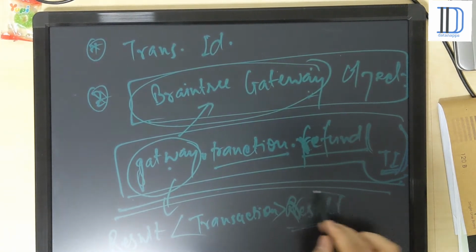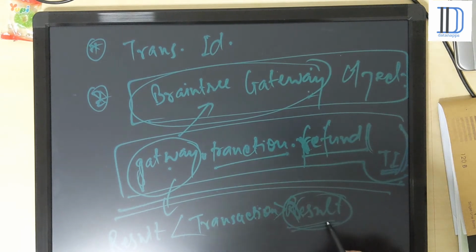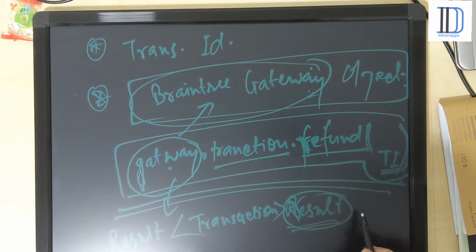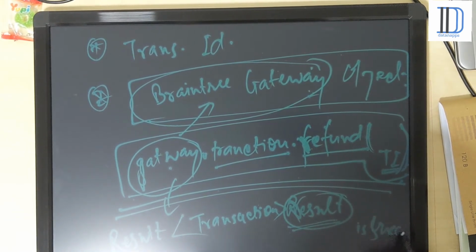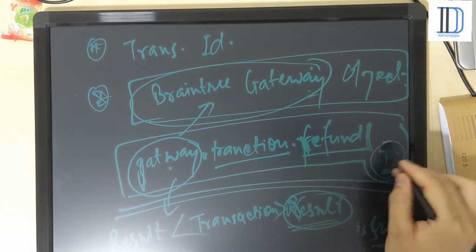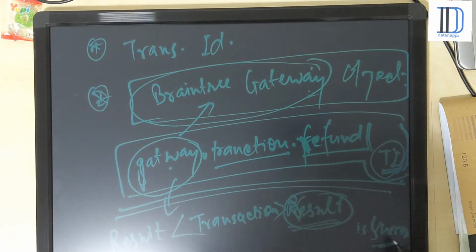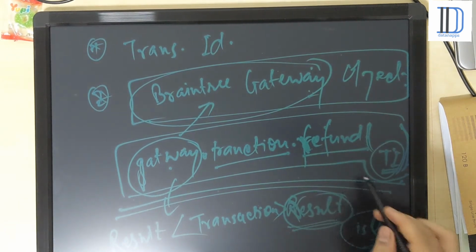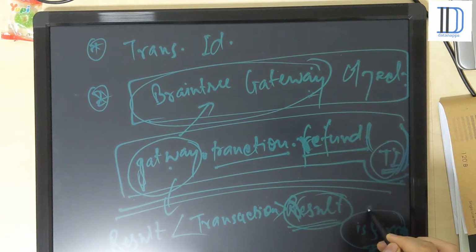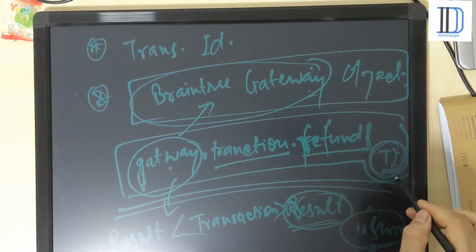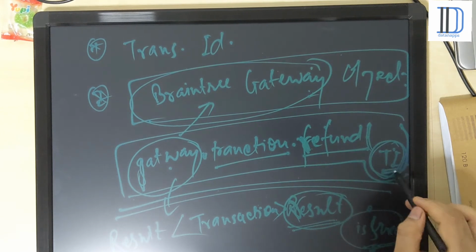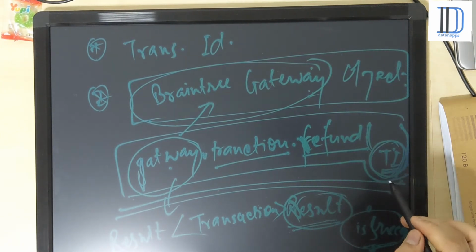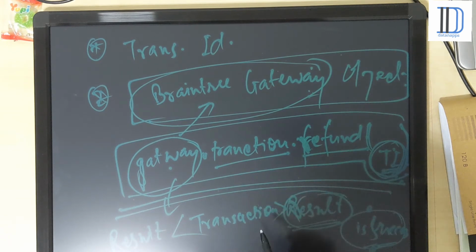So this result has a method like isSuccess. If the transaction ID is valid, then it will be success, and you will get isSuccess true, otherwise it will be false. This can also throw an exception, like this transaction ID does not exist, this transaction ID is already refunded, or this transaction ID cannot be refunded because the amount is not settled.